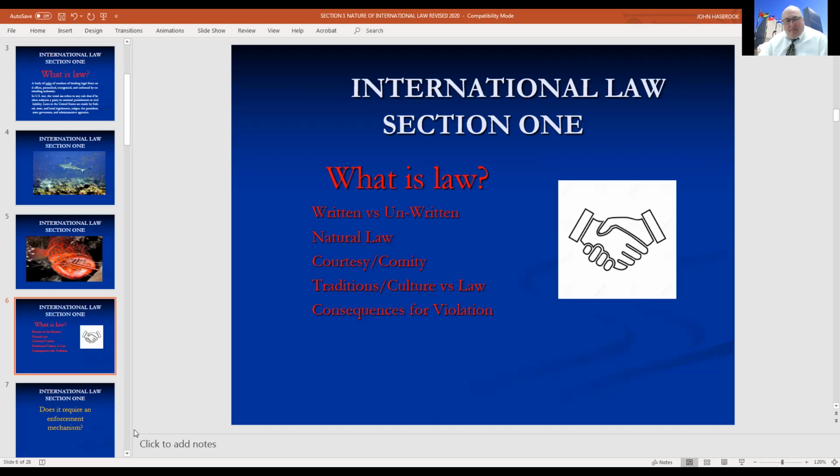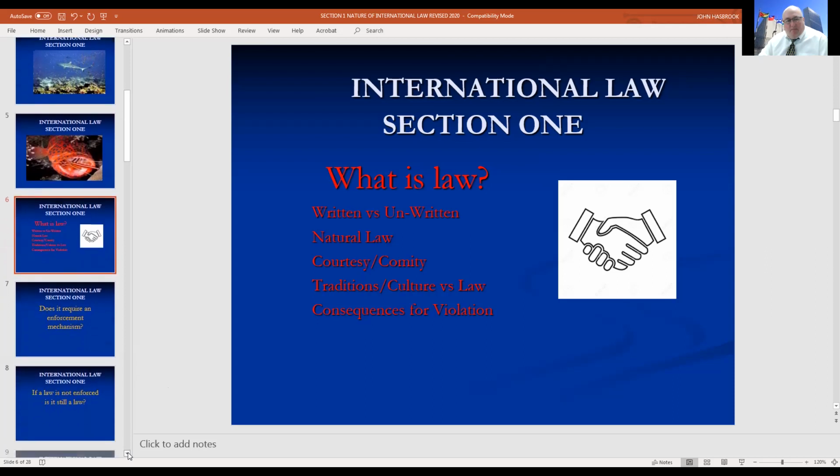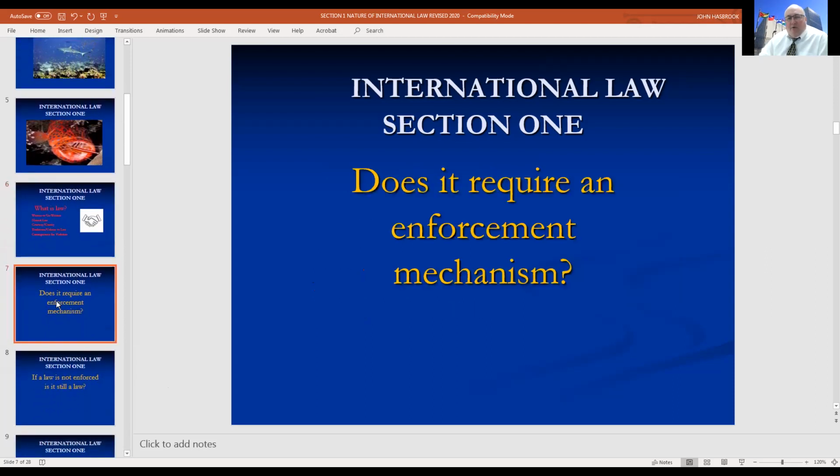Now, with that said, does law require an enforcement mechanism? What if there is no enforcement mechanism? In other words, let's say a large country enters into a treaty with a smaller country. The large country later on does not follow the treaty, violates the treaty. Now, if it was domestic law, you could call the police or you could file a lawsuit. But what about internationally? What avenue of enforcement does the small country have against the large country?